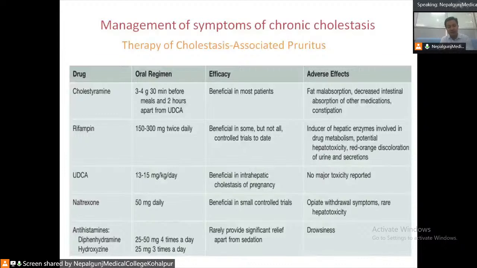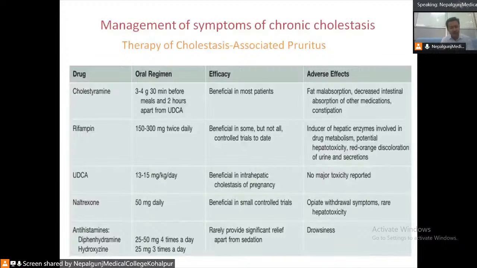Another drug is rifampin. The dose is 150 to 300 milligram per day. So how does rifampin help in this pruritus? Rifampin is an enzyme inducing agent. It induces enzymes and accelerates the excretion of the pruritogenic agents. Another mechanism is that rifampicin inhibits the uptake of bile acid by hepatocytes also. In this way, it decreases the pruritus.